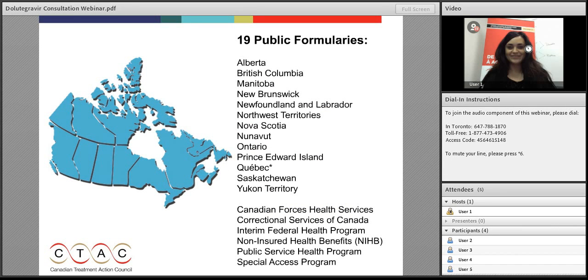So in Canada, we have 19 public formularies. So formularies exist for each province, and as well we have 6 federal drug plans. And in order to improve health outcomes for people who are living with HIV and hepatitis C, CTAC's goal is really to ensure that drugs with clinical improvement are made publicly available on all formularies to improve treatment access.